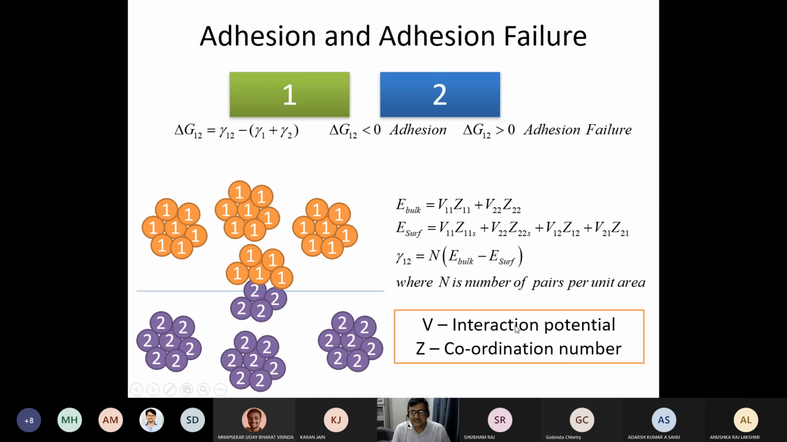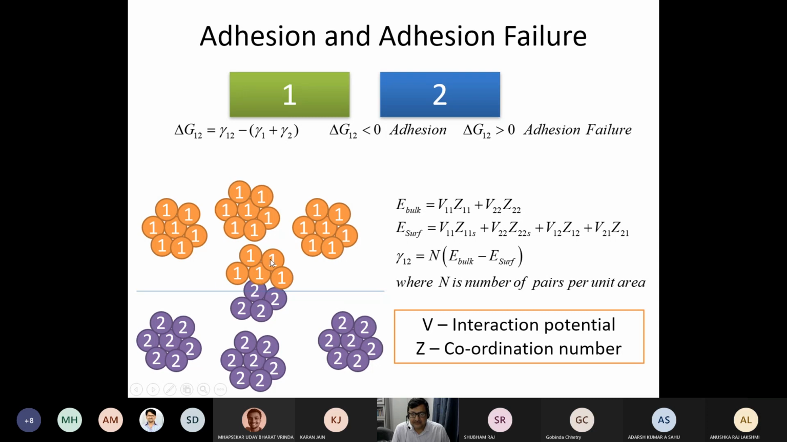So V is the interaction potential and Z is the coordination number. Suppose interaction means Lennard-Jones 1-1, and then how many are there? 1, 2, 3, 4, 5, 6. That is your V11, Z11, and V22, Z22. Similar will happen here, but Z11S is different. Here it is 1, 2, 3, 4, 5, 6, but here it is 1, 2, 3, 4. So that is why Z11S is different.